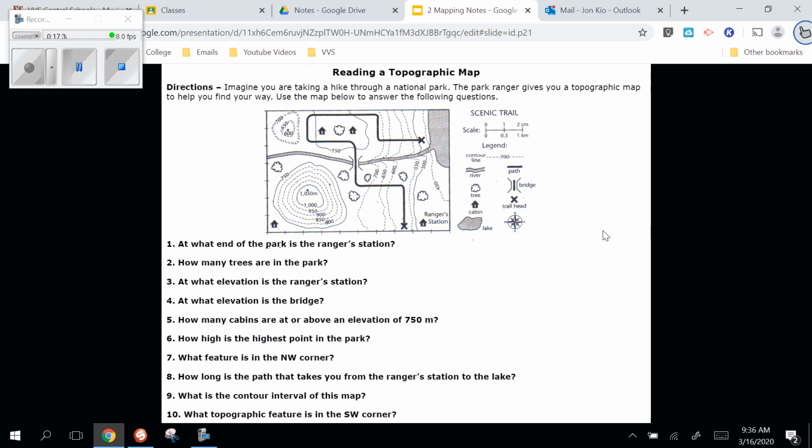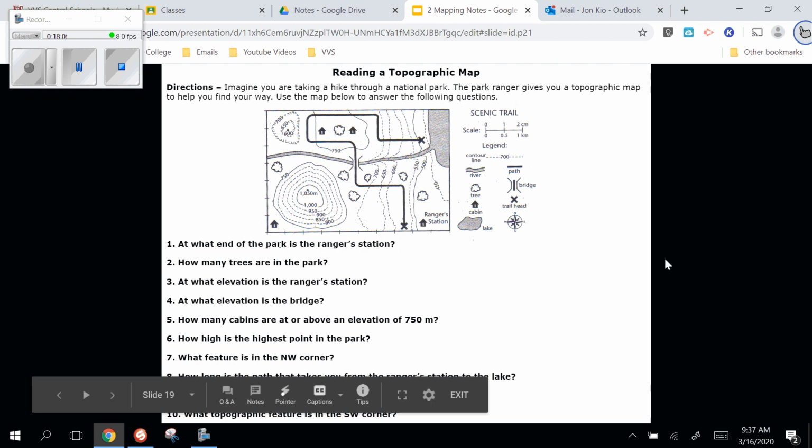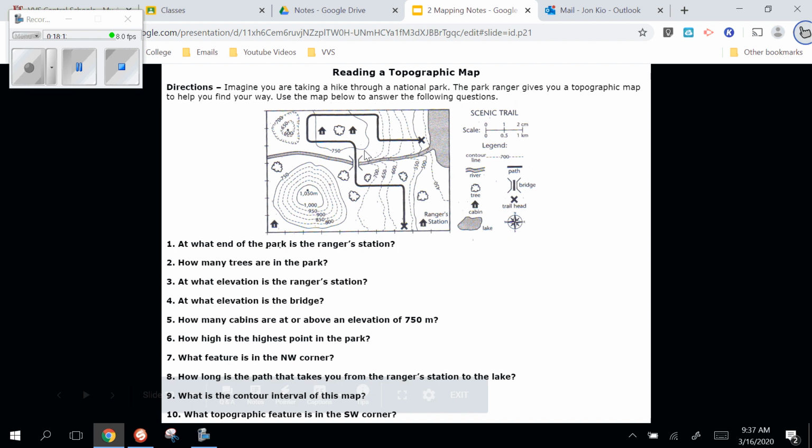At what elevation is the ranger station? Well, when you look at the elevation, here's a 450 line right here. Here's a 500 line right here. It's between 450 and 500, but it's actually a little closer to 500. So maybe 490. All right. What's the elevation of the bridge? Bridge is right there. This line is 700. This line is 750. About halfway, maybe 725-ish. How many cabins are at or above an elevation of 750? Well, inside the line here is above 750, so we've got 2 cabins in there.